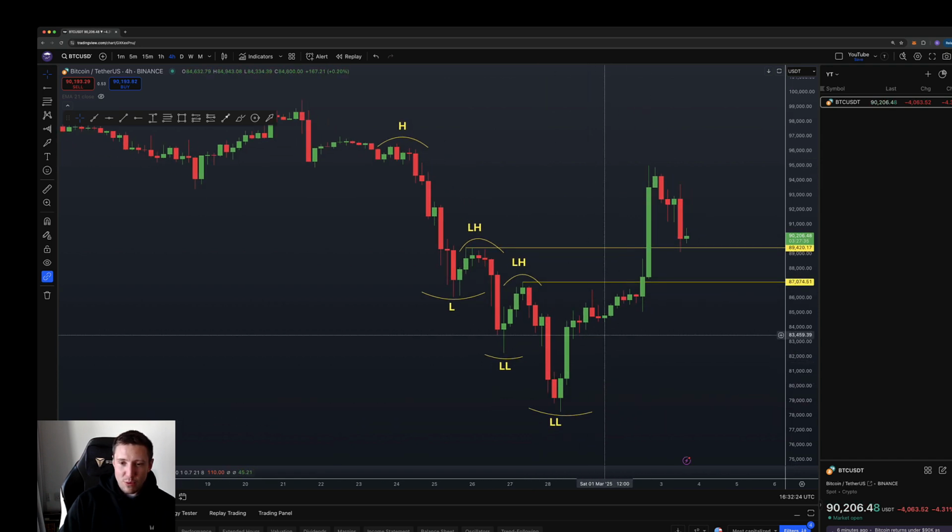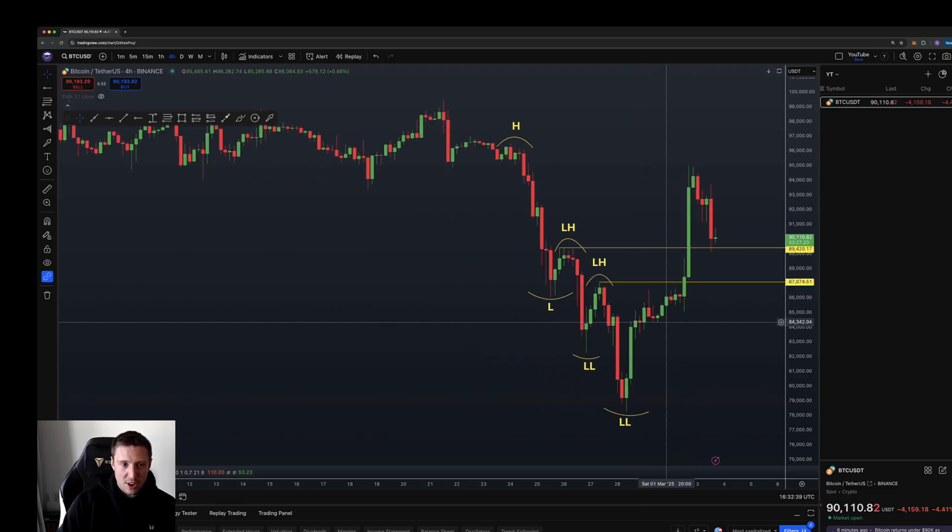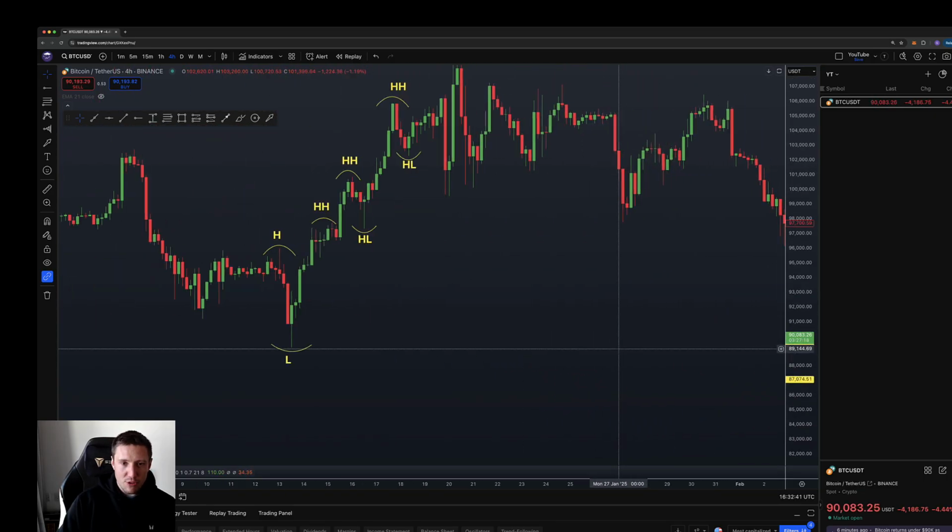Now, this downtrend was invalidated when we made this 4-hour candle close here at midday on Sunday, the 2nd of March, because we closed above the previous high, which meant that we were no longer making lower highs. Now, an uptrend is the complete opposite. So let's take a look at an example of an uptrend.